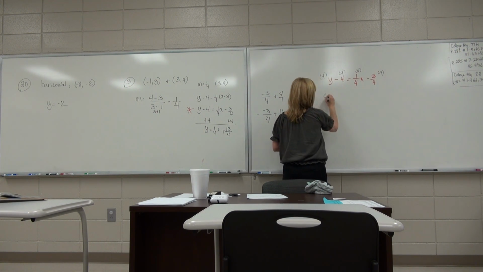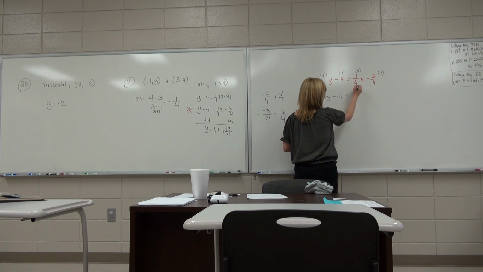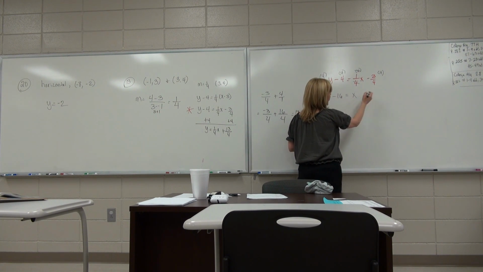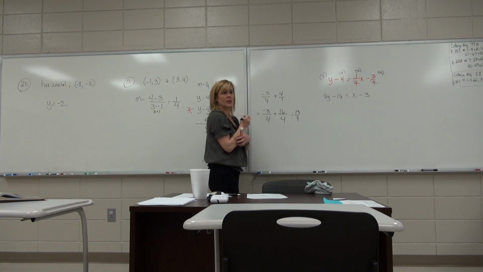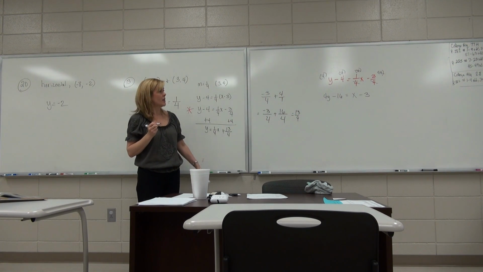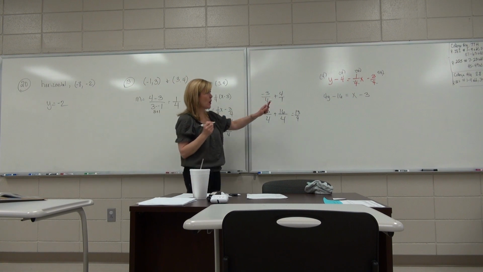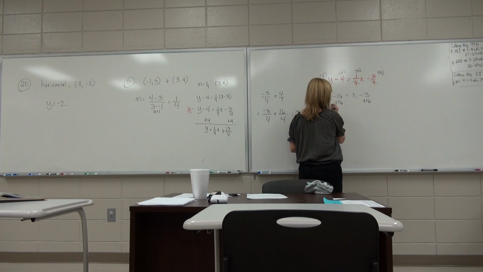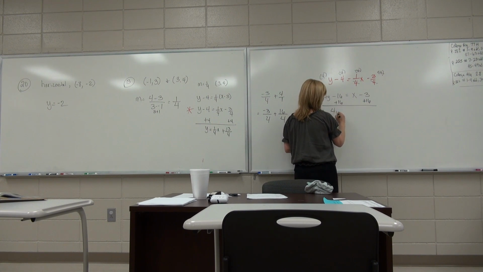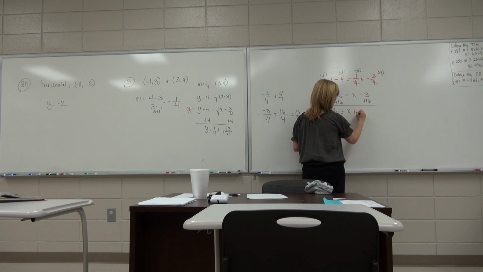So I get 4y minus 16 is equal to, those 4's divide out, I get x. Those 4's divide out, and I get minus 3. Right? Now start working on getting y by itself. So I need to add 16 to both sides, right? 4y is equal to x plus 13.